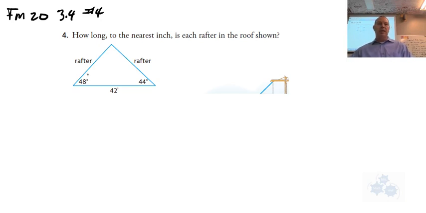Now if you notice the angles here, the angles are different. So this is not an isosceles triangle. That means that the sides, those rafters, are not the same length. If I was to exaggerate it, it would be a roof that looks more like this, right? So one side is going to be a little different length than the other, and we know that because of the angles.